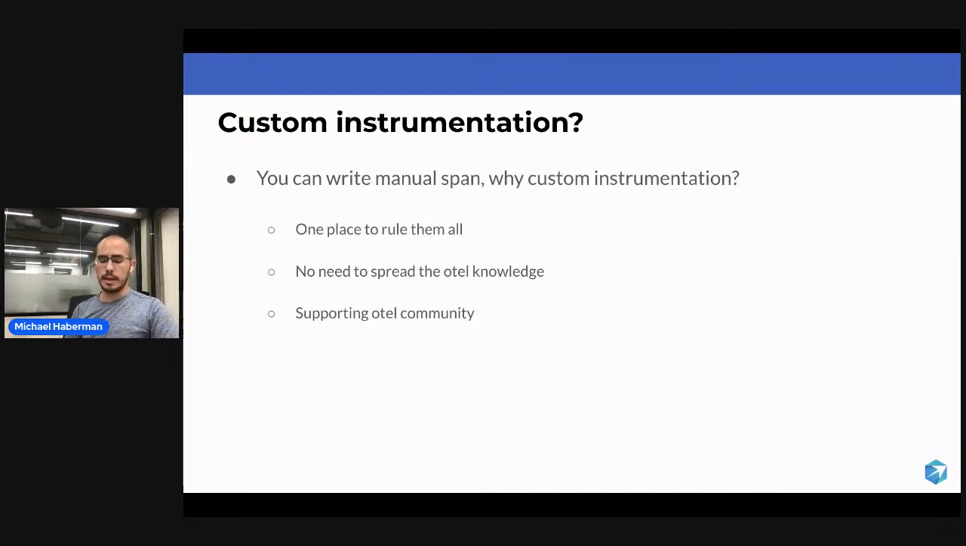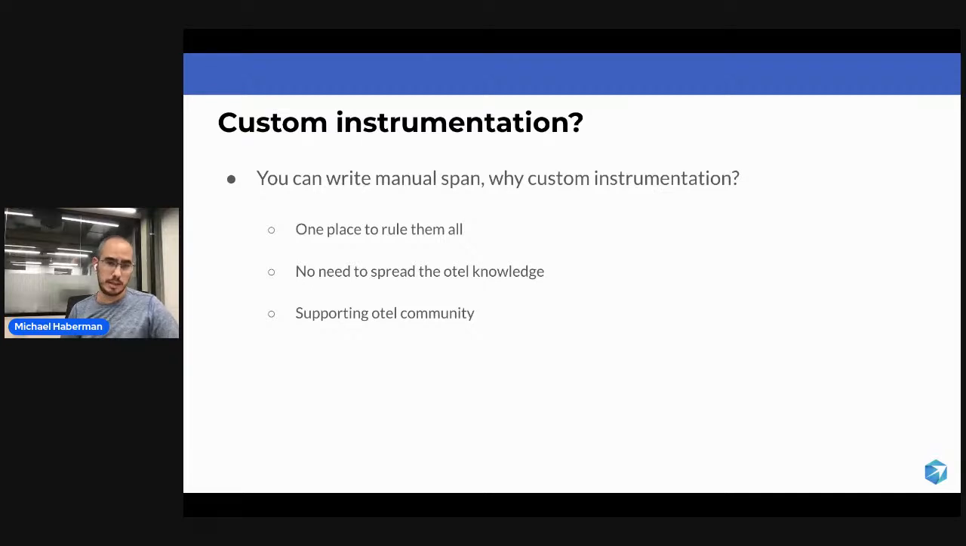The second reason is when you start to have manual spans in your code, that means that your application code, your logic code, now also contains OpenTelemetry code. That means that you need to have a certain level of OpenTelemetry knowledge spread out throughout your developers. If you're a small team, maybe that's fine. If you are a medium or large team, I would say that it's a bit of an issue because it's hard to spread knowledge in your organization. And when you're doing custom instrumentation, you just don't need that.